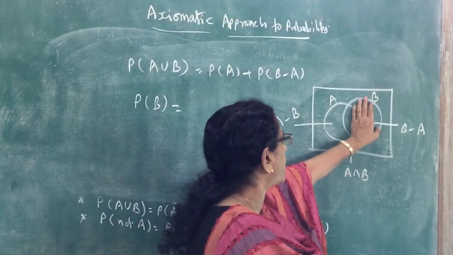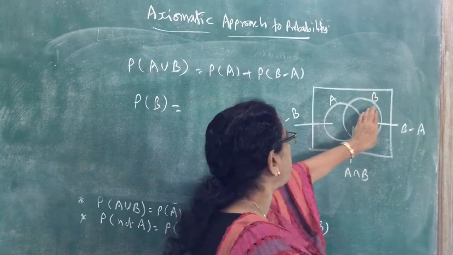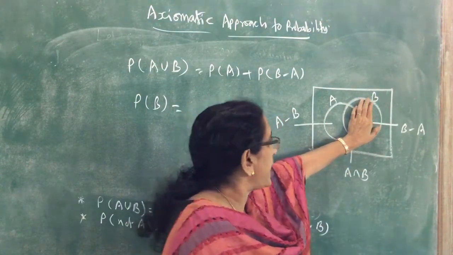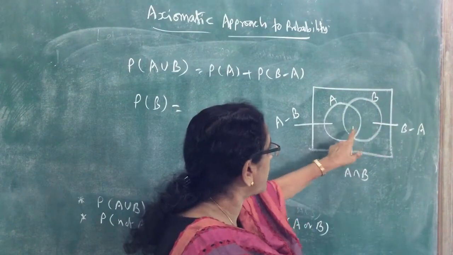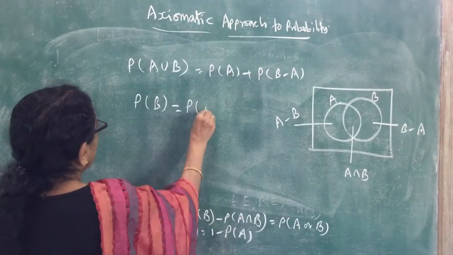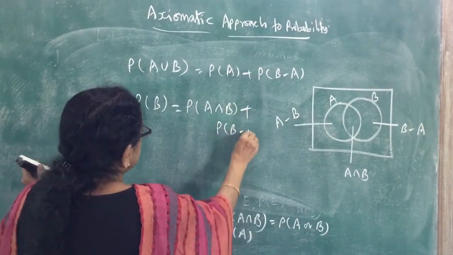B is the union of A intersection B. This is the common part. A intersection B and B minus A. So probability of B, this B whole, is the same as probability of this A intersection B, the common part, plus probability of B minus A. So that is equal to probability of A intersection B plus probability of B minus A.